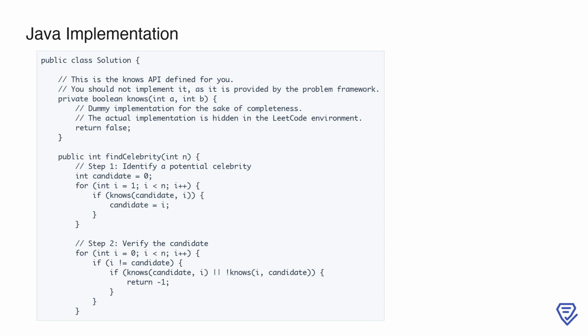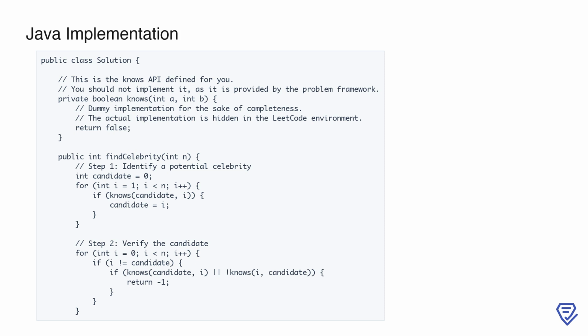Now, in the Find Celebrity method, the first step is to identify a potential celebrity. We initialize the candidate as the first person, 0, and iterate through the rest of the people using a for loop. If the current candidate knows the next person, it means the candidate cannot be a celebrity, so we update the candidate to the current person. By the end of this loop, we have a single candidate who might be the celebrity.